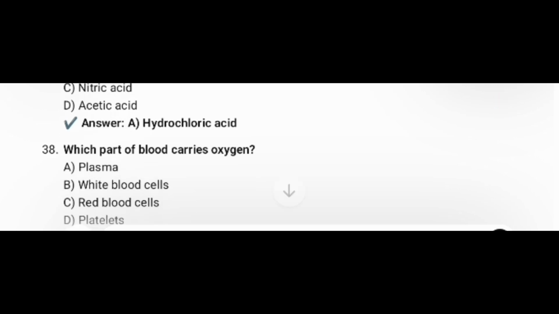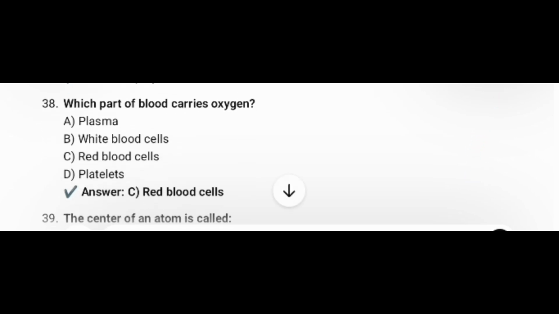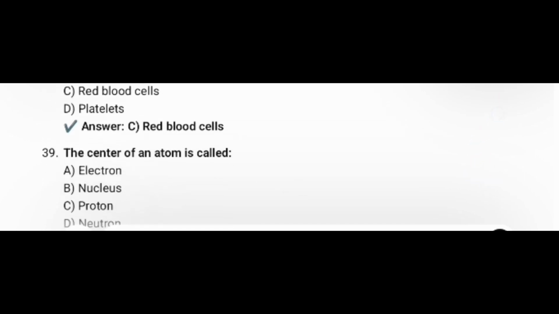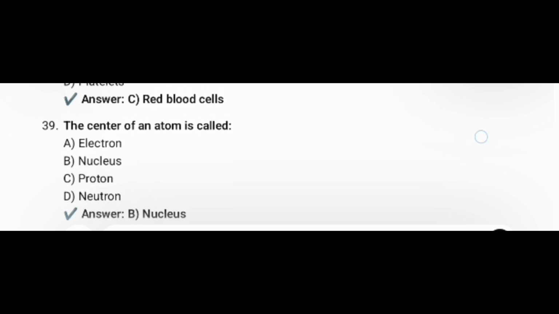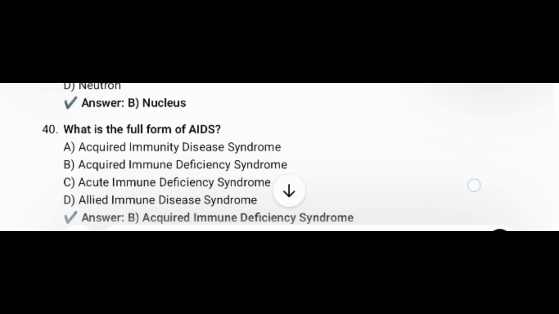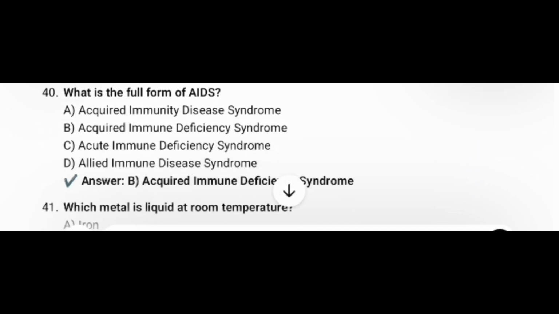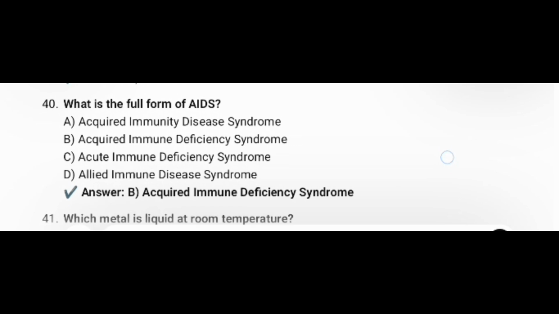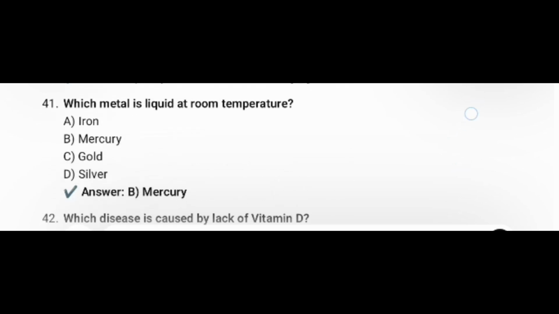Next, which part of blood carries oxygen? Correct option is option C, red blood cells. Next, the center of an atom is called. Correct option is option B, nucleus. Next, what is the full form of AIDS? Correct option is option B, acquired immunodeficiency syndrome.